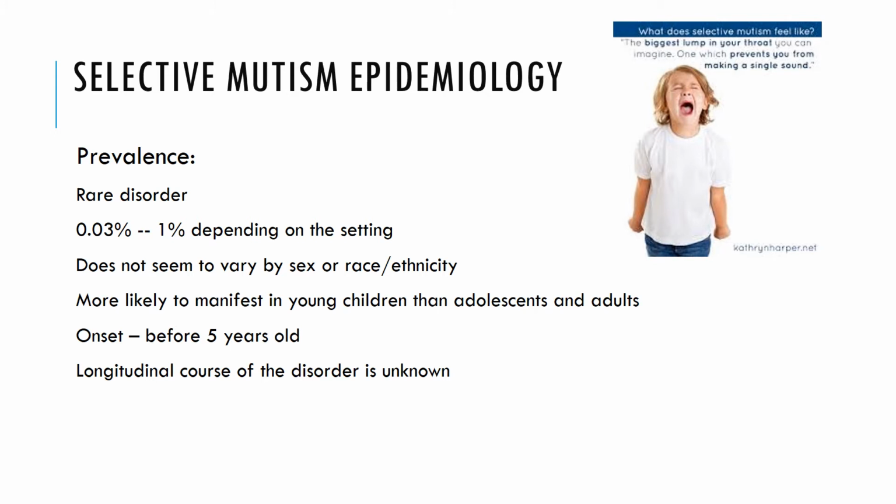It's more likely to manifest in young children than adolescents and adults. The onset is typically before the age of 5, and the longitudinal course of the disorder is unknown. So there's not a ton of research on selective mutism, and it typically clears up as kids get treatment and they move towards adolescence.